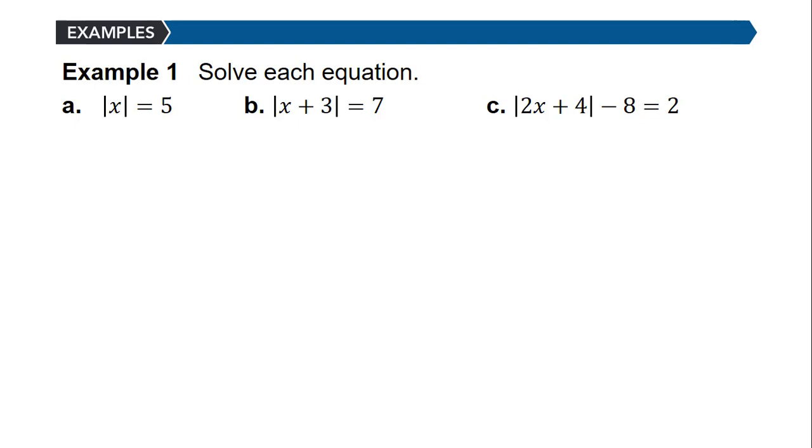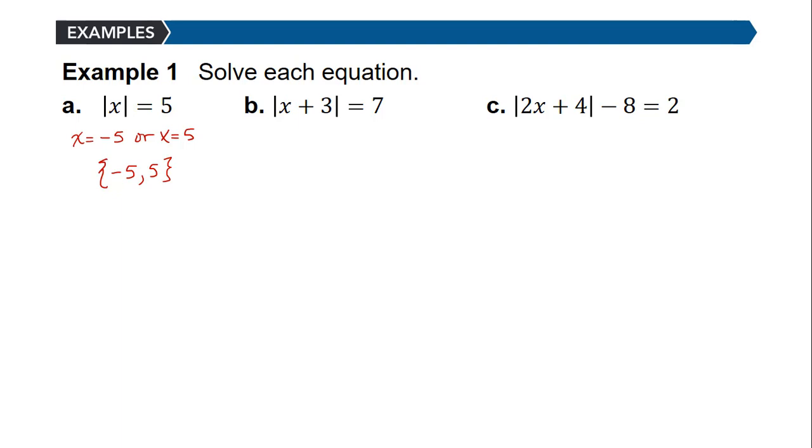First one, absolute value of x is equal to 5. We have the absolute value bars isolated equal to a positive number. So that means then that x has to equal -5 or 5. What numbers have an absolute value of 5, or a distance of 5 from 0? That's -5 and 5. The solution set is -5, 5.